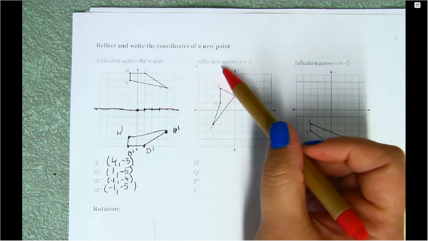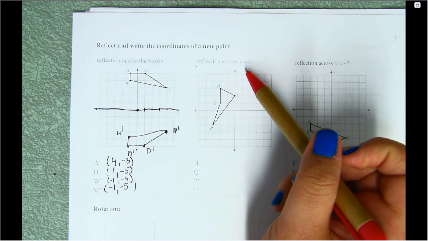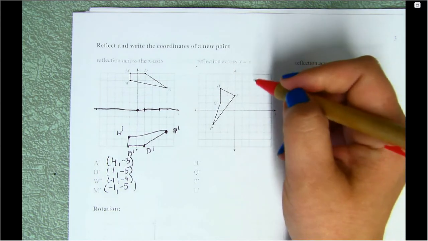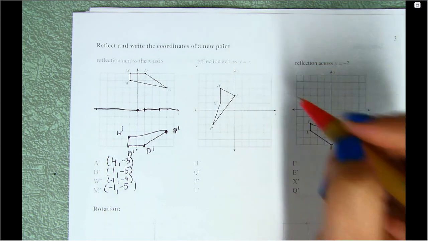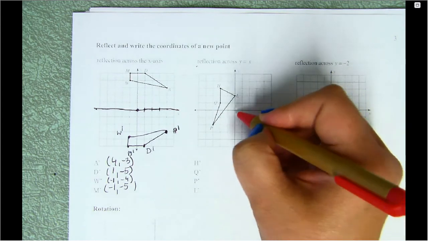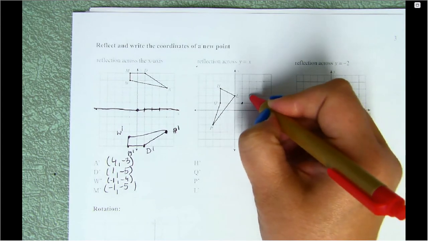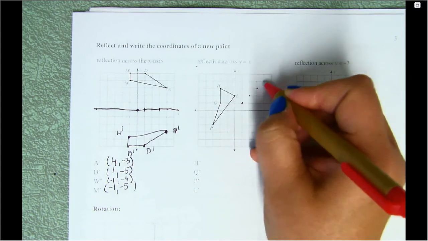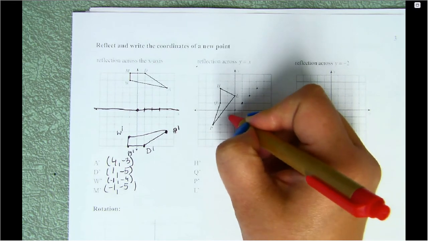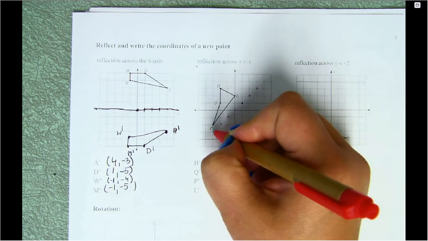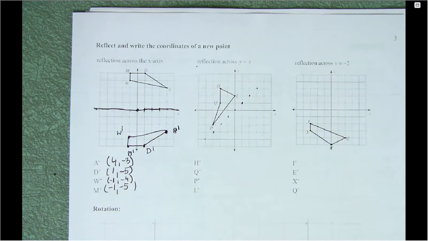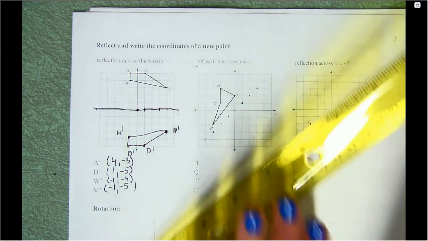Okay, reflection across y equals x. All right, y equals x. Ooh, y equals x is a line that is kind of diagonal going through. Each point has to go through this, right? So I'm going to use my straight edge this time.